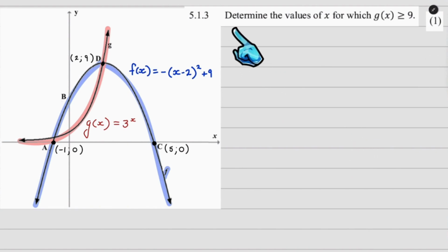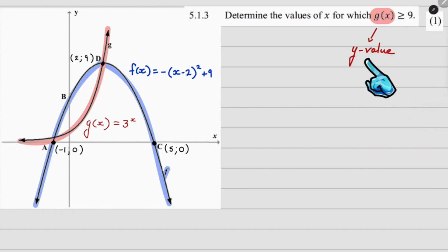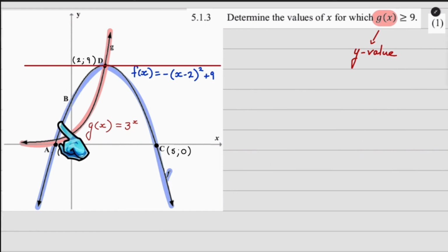Okay, and then the next question says determine the values of x for which g of x, the red graph, is greater than 9. Right, remember g of x is a fancy placeholder for y. So it's asking you where is the y value of g of x bigger than 9. And so what I do with these questions is I draw a horizontal line through the y value of 9. And now it wants to know where this function is above that line. So it starts here and then it goes on forever that way. So this is where you start and you go to infinity.